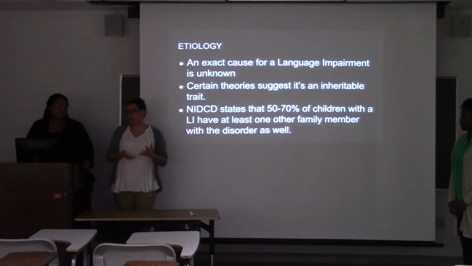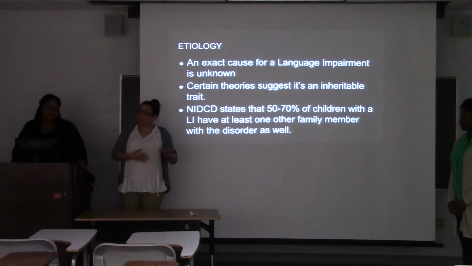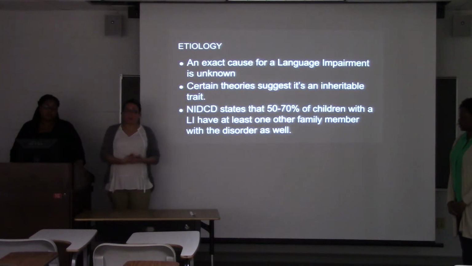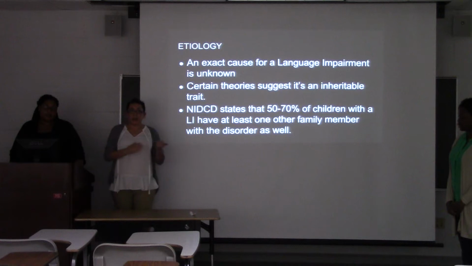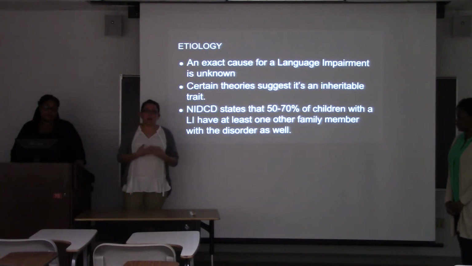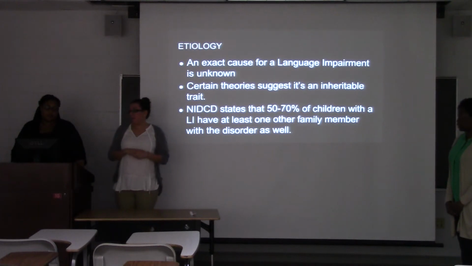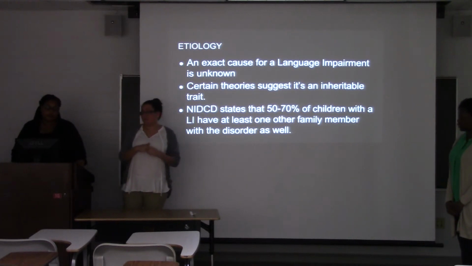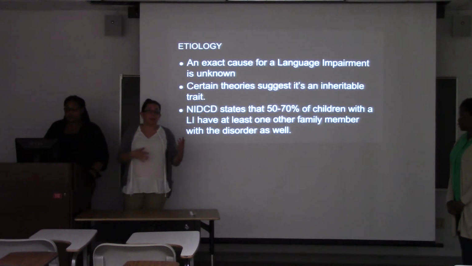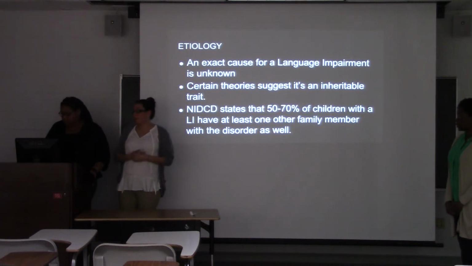So what is the etiology? An exact cause for language impairments is still yet to be found. They're not sure why, it's just something that happens. Some theories suggest it's an inherited trait, but that hasn't been proven yet. It's said that 50 to 70% of children with a language impairment will have someone in their family, somewhere down the line, who probably had a language impairment.